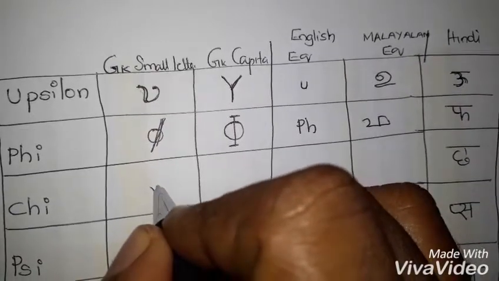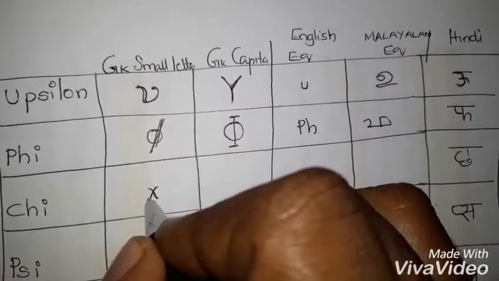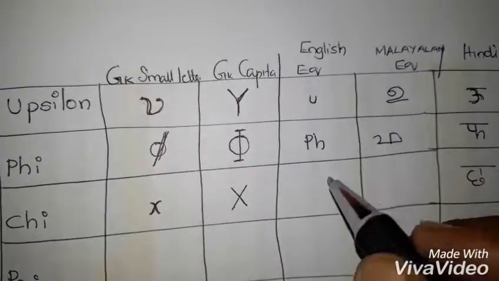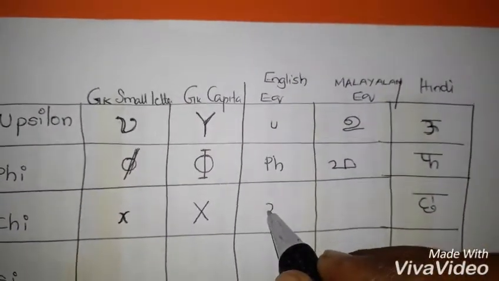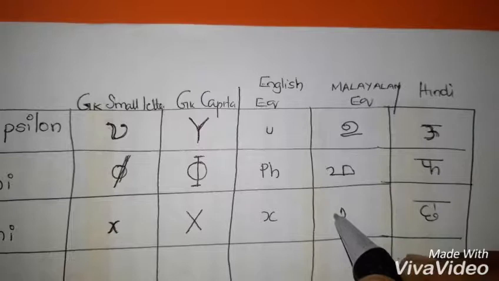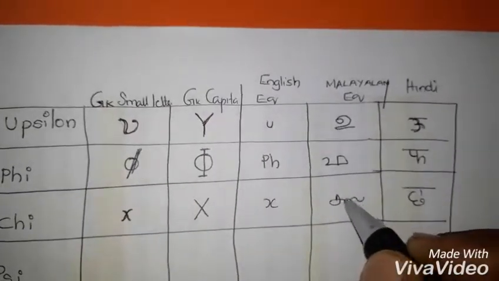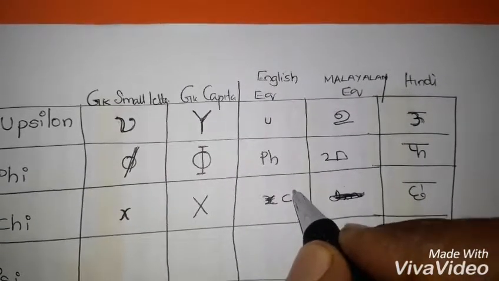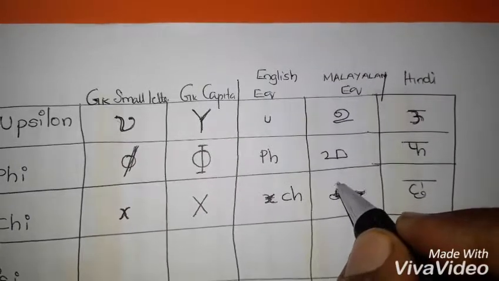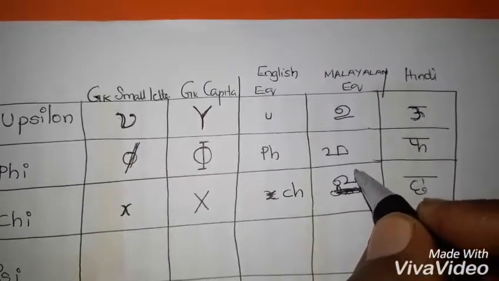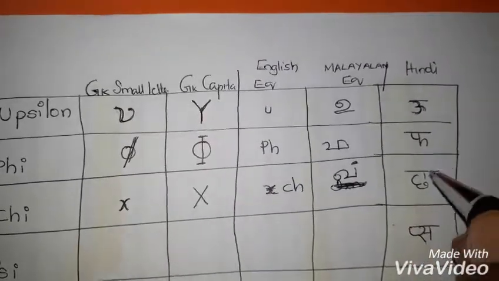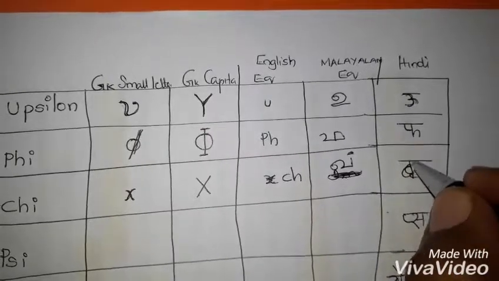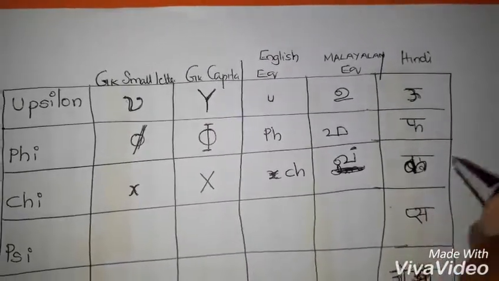Next is chi, ki. That is X model. In English the capital is X only. The English letter equivalent is X. In Malayalam we can say khi. Sorry, this is CH. This is khi, ka, ki. You can say ka in Hindi, khi.